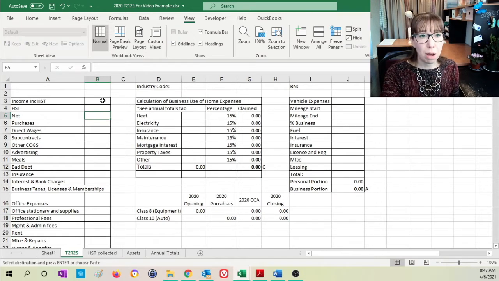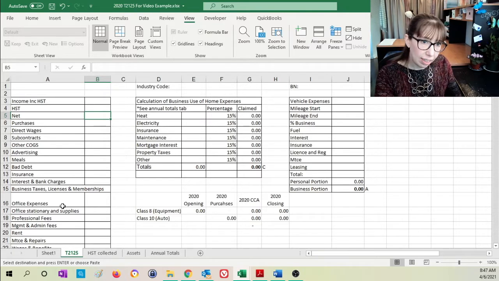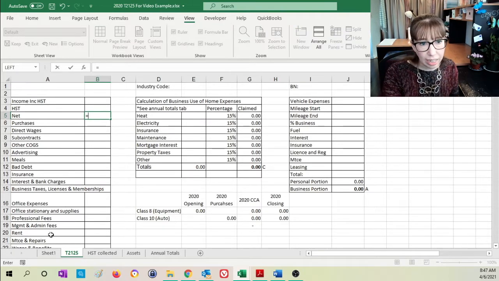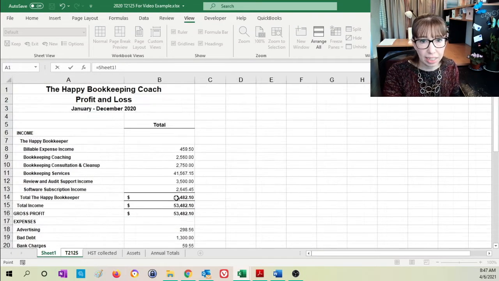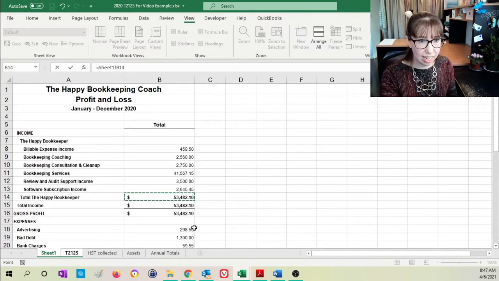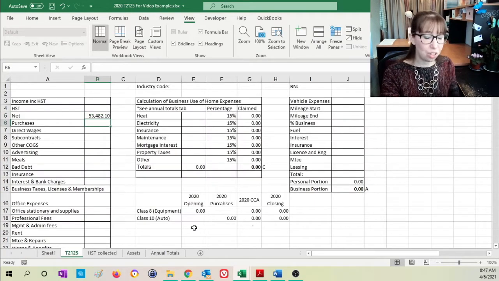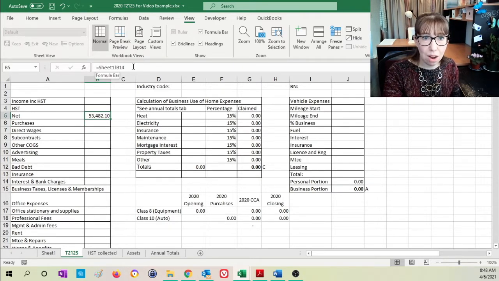So there's this box, which is income including HST. This box is the HST, and this is the net. That is the before HST amount. So I'm going to put an equal sign. Do you see that right in that box? I'm going to go back over to this tab, and I'm going to click that. And you see it's dancing. That's the one I'm using. I hit enter on my keyboard, and it jumps in there. See, it recognizes that I want sheet 1, B14, and it puts it right in there for me.